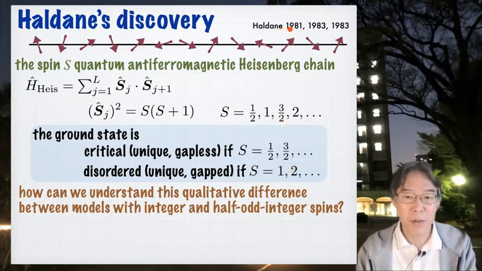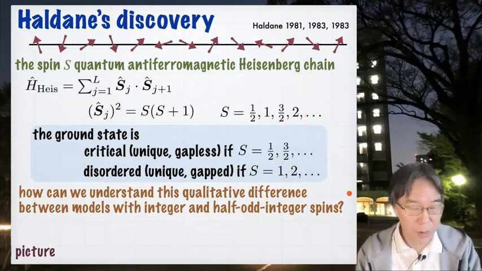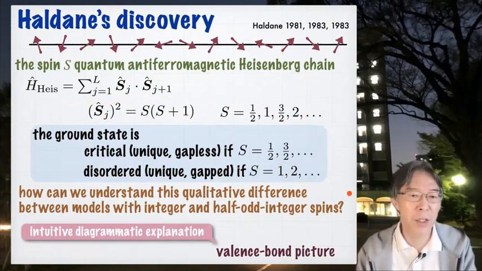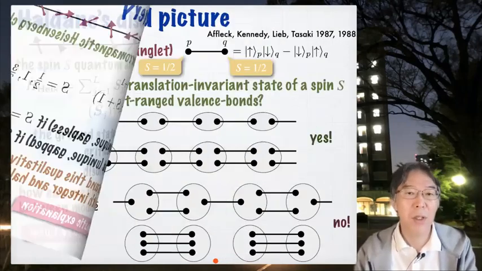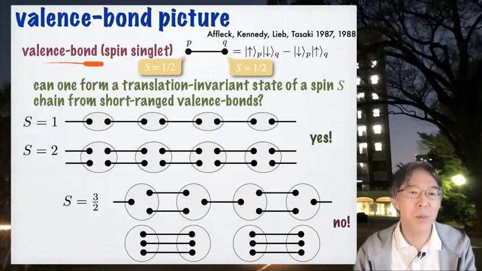Now there are several theoretical explanations for this difference, but one simple and intuitive diagrammatic explanation is provided by something called the valence bond picture. So what is this? Well, by a valence bond, I mean a spin singlet formed by two spin 1/2s. So this is spin 1/2, this is spin 1/2. In this talk, a black dot always represents a spin 1/2. And this is the familiar up, down, minus, down, up state. Usually you divide this by square root 2 to normalize, but here I'm using a normalized spin singlet.